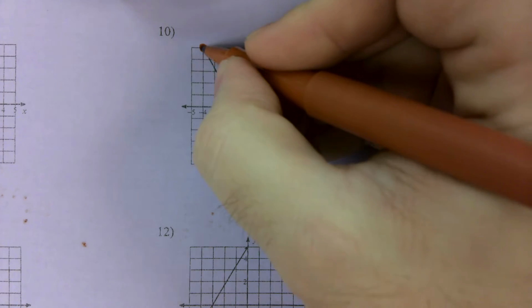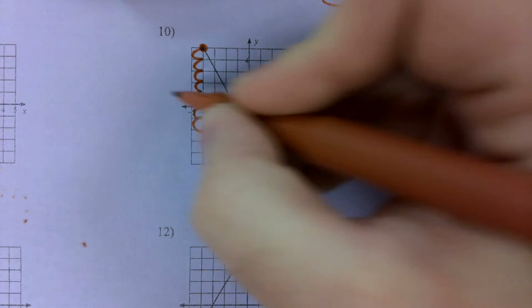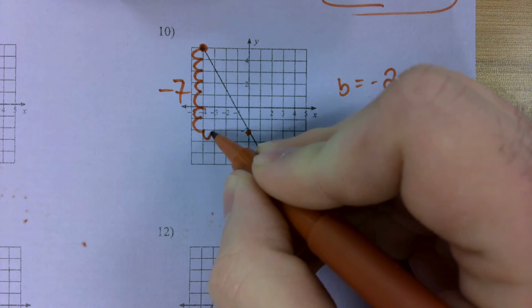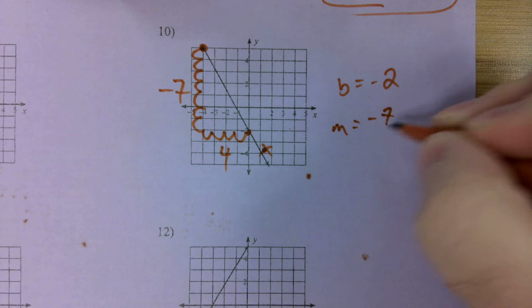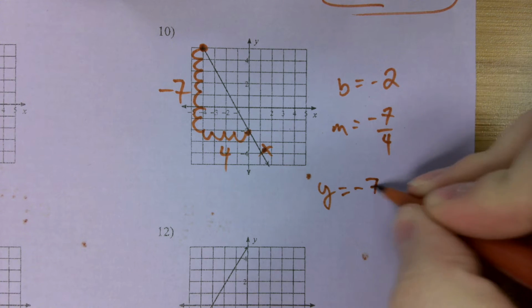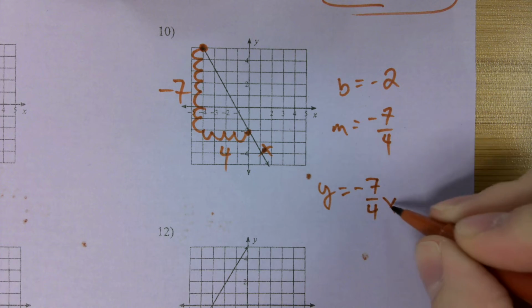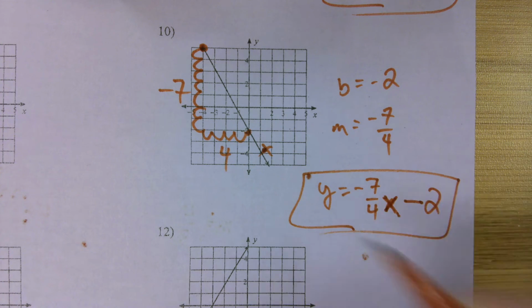So let's see. We're going to rise 1, 2, 3, 4, 5, 6, 7 down, and 1, 2, 3, 4 to the right. Can we simplify negative 7 over 4 at all? No. No, definitely not. Y equals negative 7 over 4 x, once again with a minus 2, because of that negative y-intercept, right?